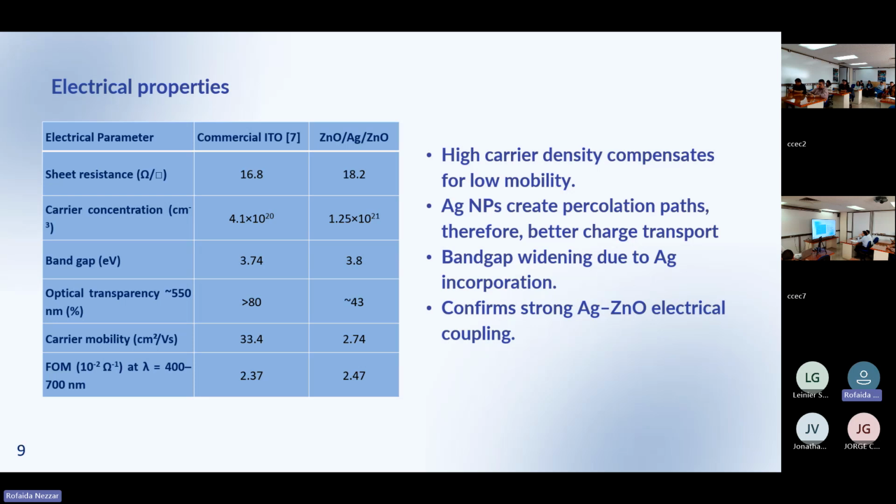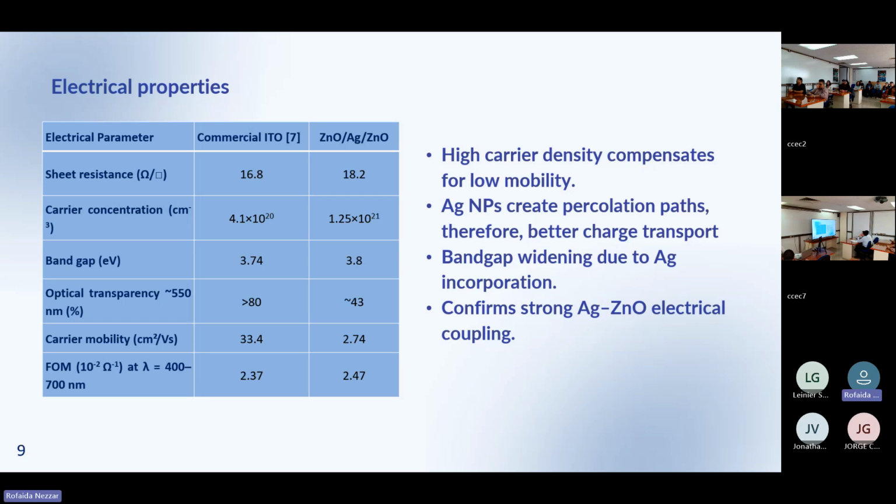And the estimated band gaps using Tauc plots for the three layer is 3.8 compared to 3.74 electron volts for indium tin oxide. The slight widening is also likely due to quantum confinement from the nanoscale silver nanoparticles and improved crystallinity after annealing. So in simpler terms, the film absorbs slightly higher energy light, making it more stable against UV degradation.